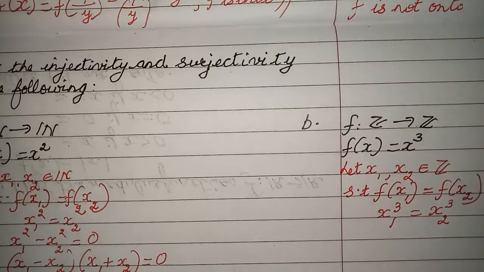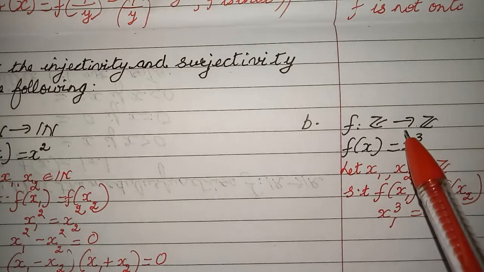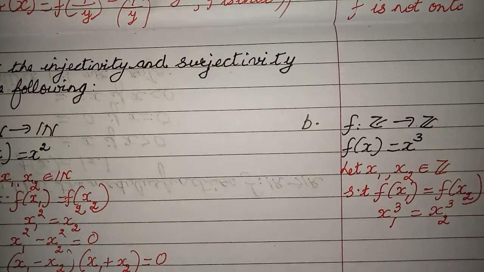X cube, odd power. And we know that, children, in integers, if you are cubing numbers, your cube of a number will be the same only if the numbers are the same. I mean, if I have a positive number cube and a negative number cube, there is no chance of the positive number cube and the negative number cube coming out the same. If it is a square, it can come out the same, but if it's a cube, it cannot.